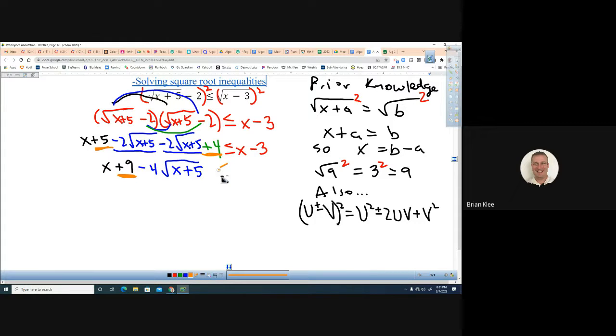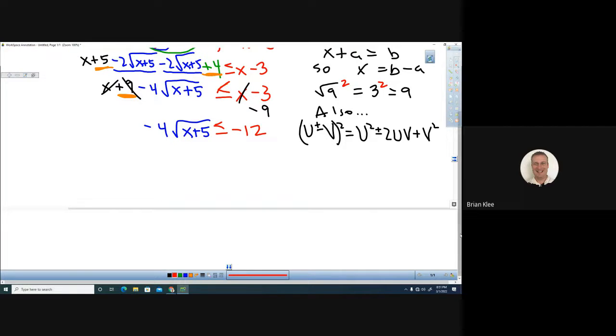So now on the right side of the inequality sign is the x minus 3. All right, so if I subtract x from both sides, they're going to cancel out. The opposite of plus 9 is minus 9. So my next line of reasoning would be something like negative 4 root of x plus 5 is less than or equal to negative 12, because negative 3 minus 9 is negative 12. 3 bad guys, 9 bad guys, altogether 12 bad guys.